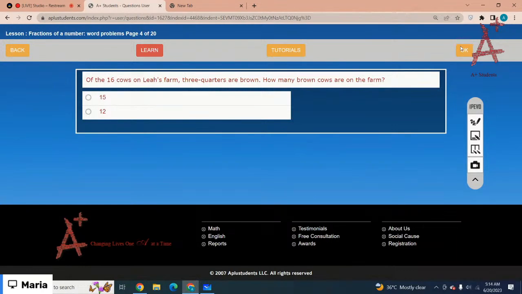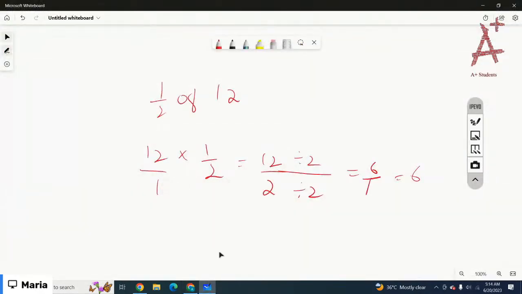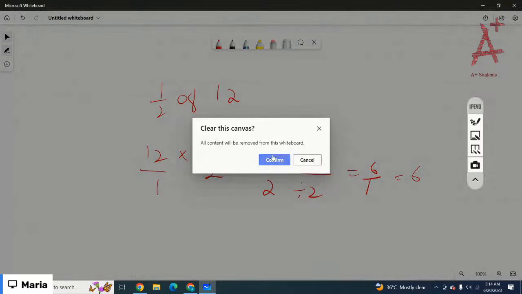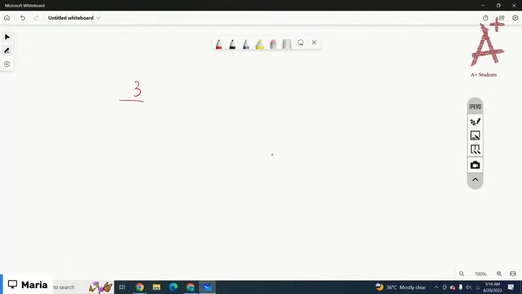Okay, of the 16 cows on Lea's farm, 3 quarters are brown. How many brown cows are on the farm? 3 quarters means 3/4. Got it? So you have to calculate 3/4 of 16. So you have to do 3 by 4 times 16. You have to do numerator times numerator, denominator times denominator. You have to do 16 times 3 divided by 4 times 1. Got it? So you can just divide by the common factor.